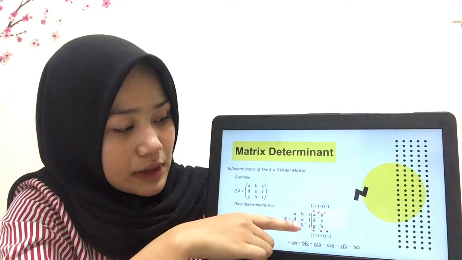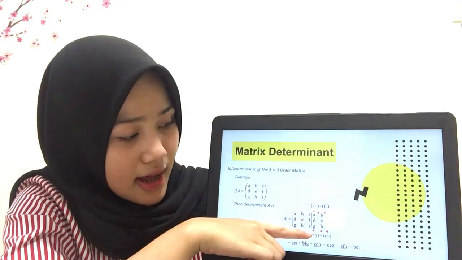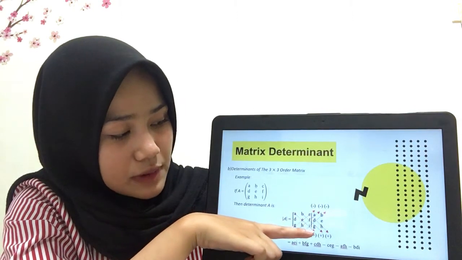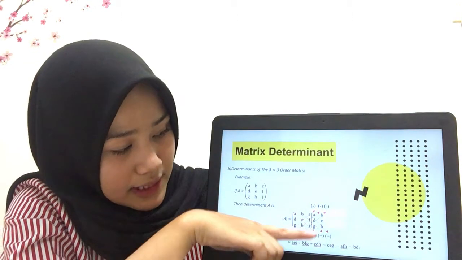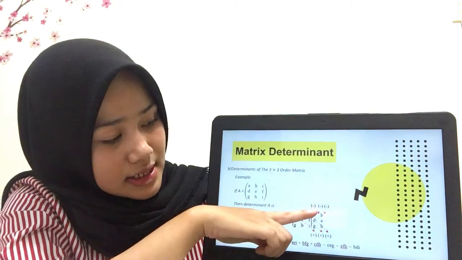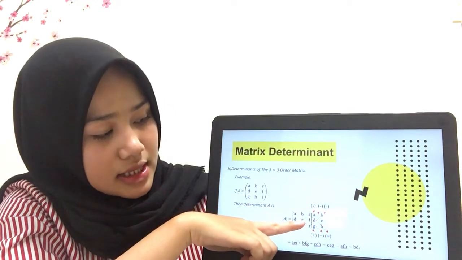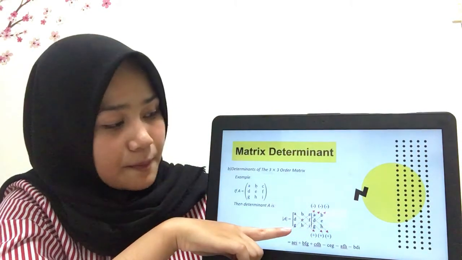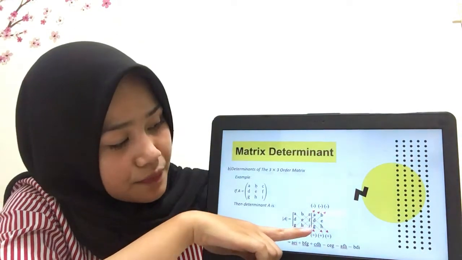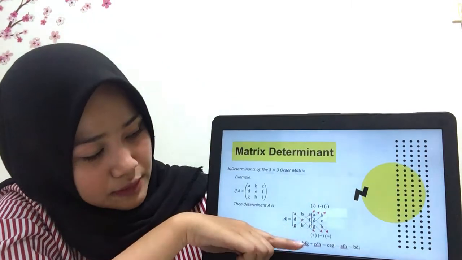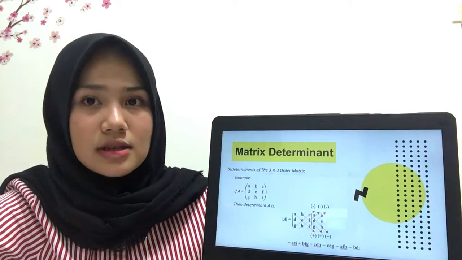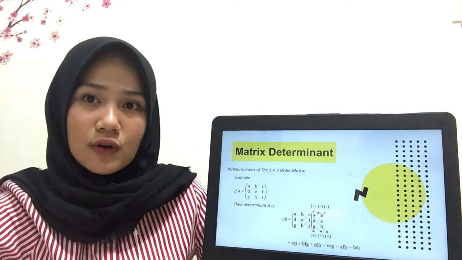So A multiplied by E multiplied by I plus B multiplied by F multiplied by G plus C multiplied by D multiplied by H minus C multiplied by E multiplied by G minus A multiplied by F multiplied by H and minus B multiplied by D multiplied by I. So that is how to find the determinant of a 3 by 3 ordered matrix.